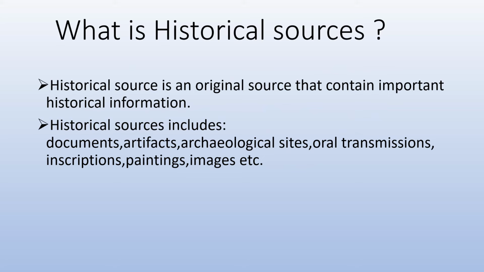Before coming to this topic, we have to know what historical sources are. Historical sources are original sources that contain important historical information. Historical sources include documents, artifacts, archaeological sites, oral transmissions, inscriptions, paintings, images, etc.